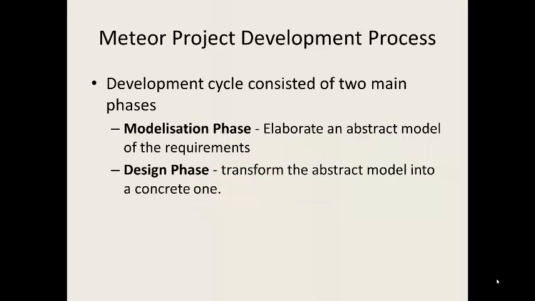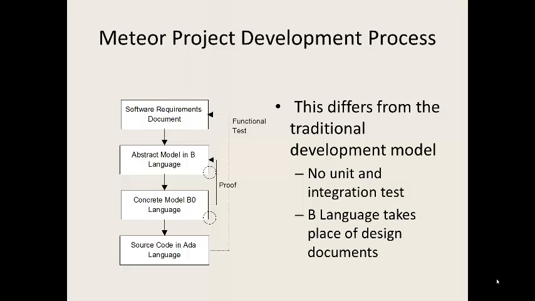So the process they used is they did this in two main phases. One was the modularization phase, basically making an abstract model of the requirements and then transforming it into a concrete one during the design phase. So in a little more detail, they basically did this a little bit differently than the traditional development model. In fact, they did no unit or integration test. The B language took the place of the design document, so there wasn't a functional specification.